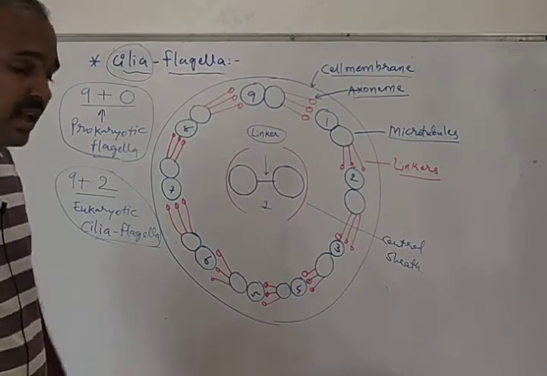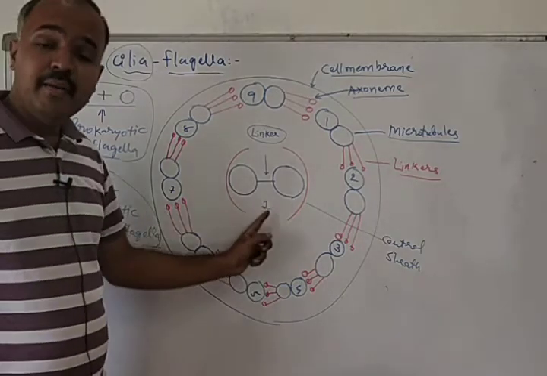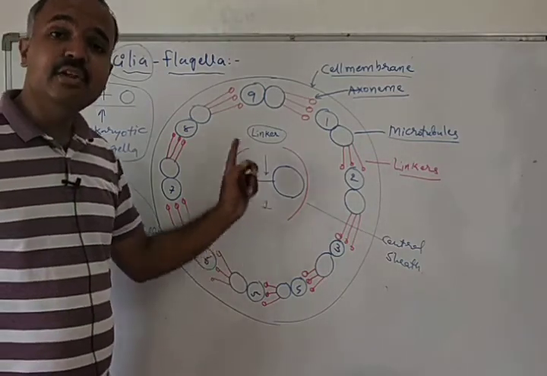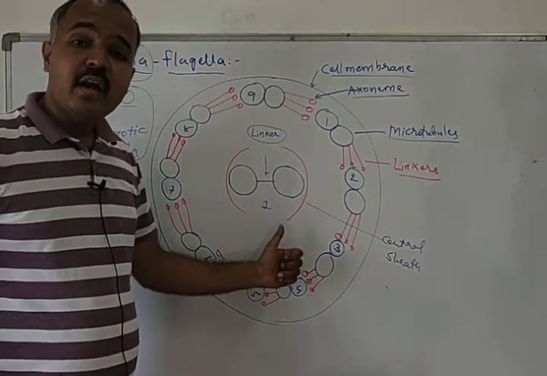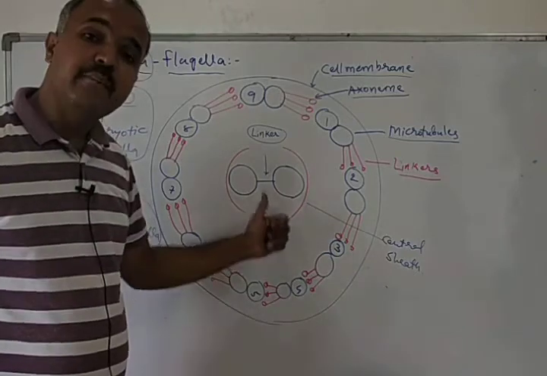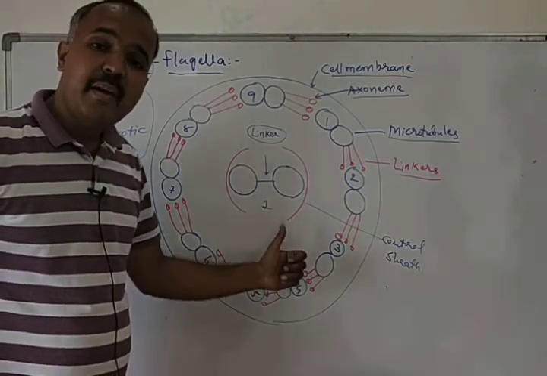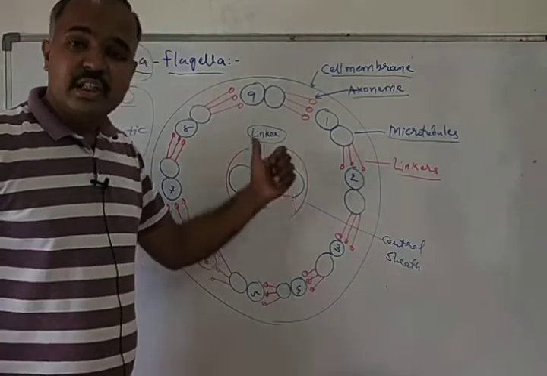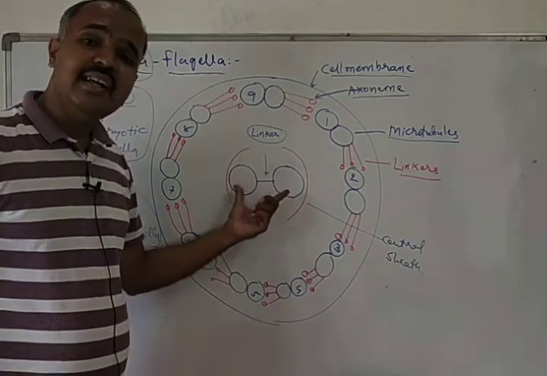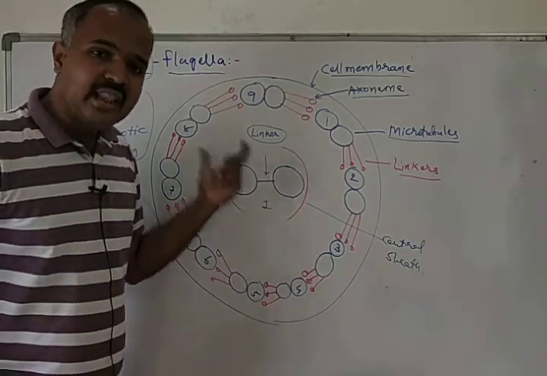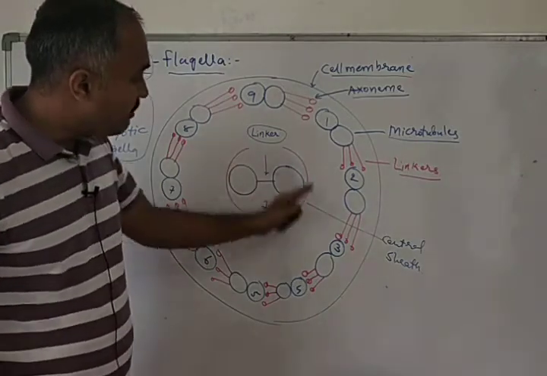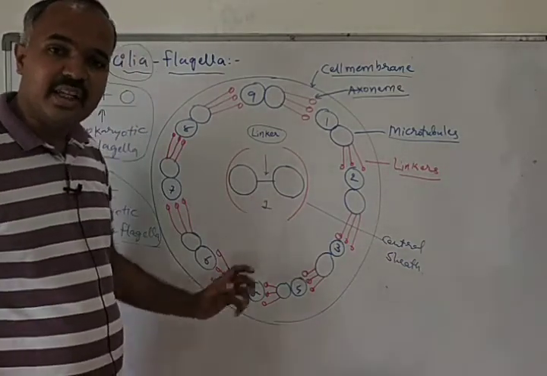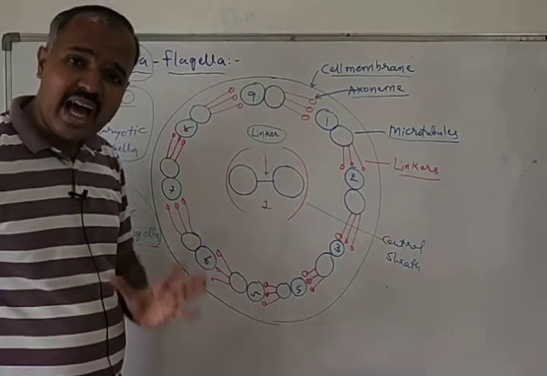How can we say that? Because in the central part, one pair of microtubules is there in the eukaryotic cilia and flagella. In the prokaryotic flagella, the central pair of microtubules is absent, whereas in the eukaryotic cilia and flagella, this central pair of microtubules will be there. They are connected to each other via linkers and they are covered by the central sheath.